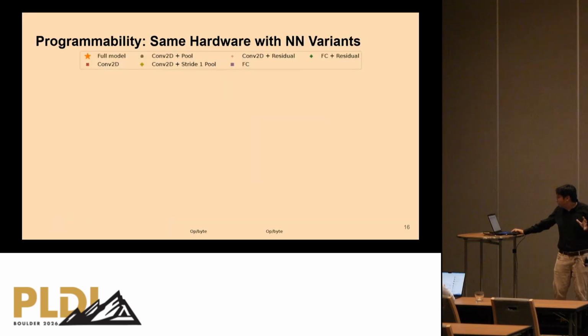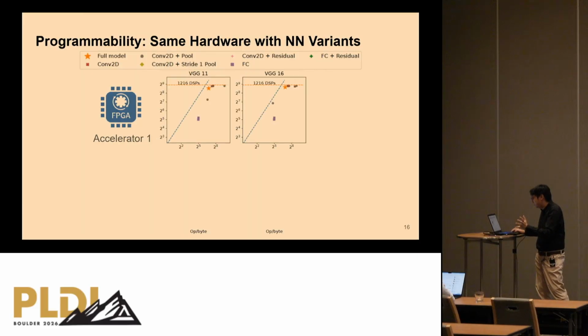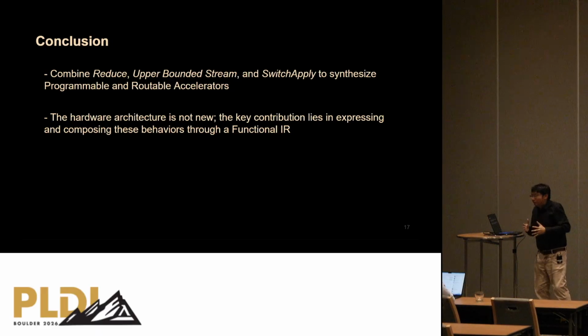And the next thing in our title is programmability. So what we have is an accelerator that can support two different types of neural networks at a time, like VGG16 and VGG11. So I will skip this, and then for convolution.